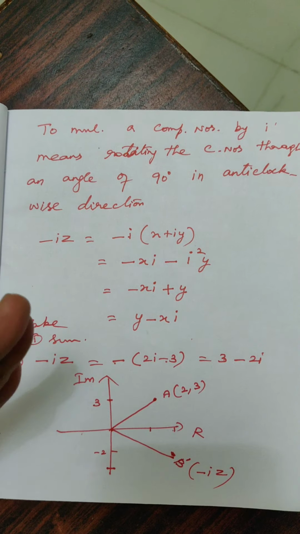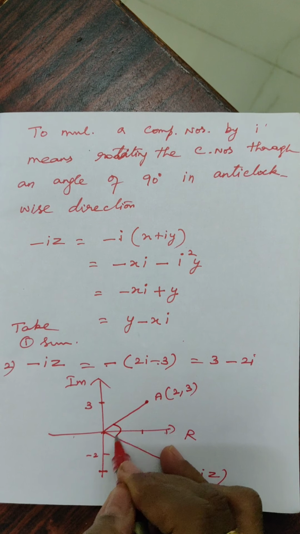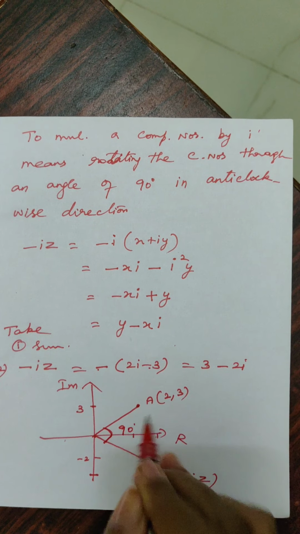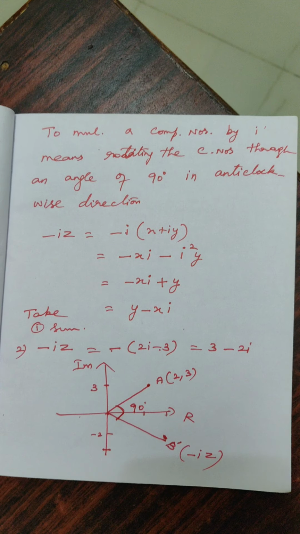If it is iz. If it is minus iz, it is rotated through an angle of the same 90 degrees, in which direction? Clockwise direction.